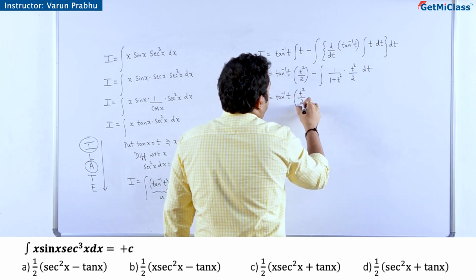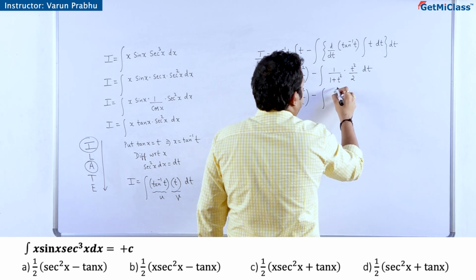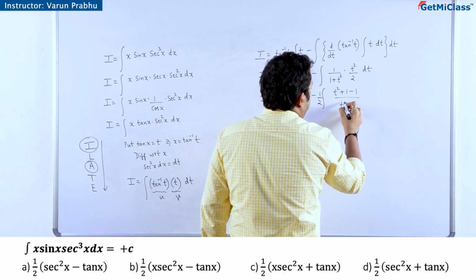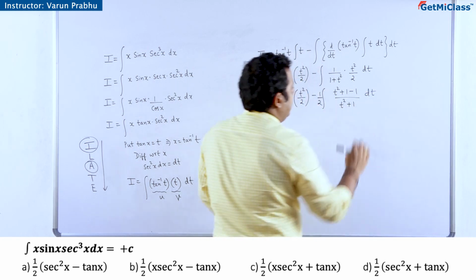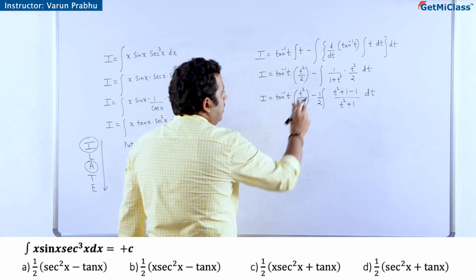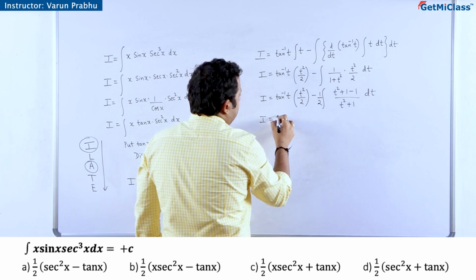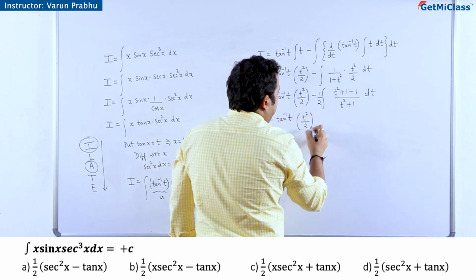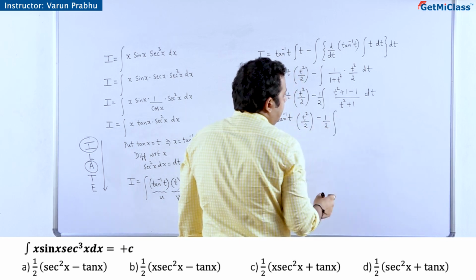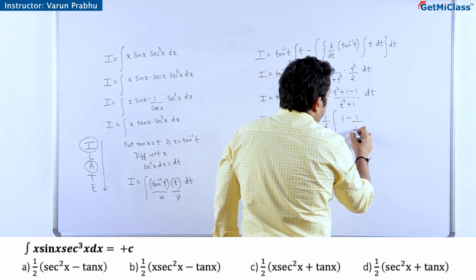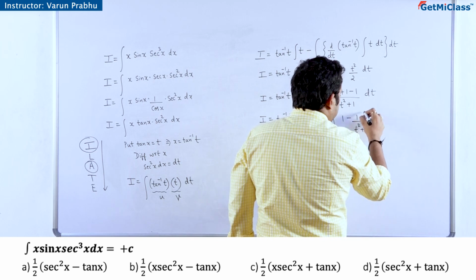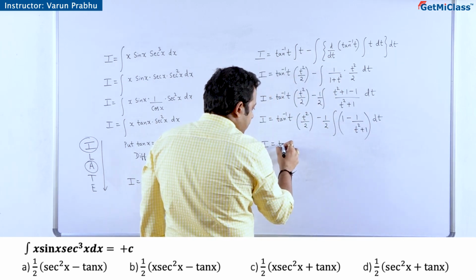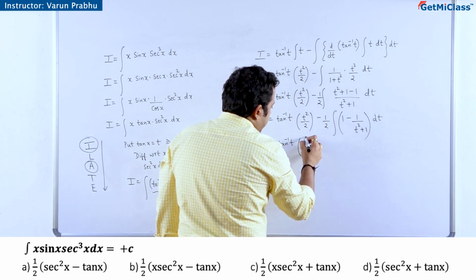So I is equal to tan inverse of t into t square divided by 2 minus 1 by 2 of t square. I'll add plus 1 minus 1 in the numerator, divided by t square plus 1 times dt. 1 plus t square, I'll write it as t square plus 1, no difference. Tan inverse of t into t square divided by 2 minus 1 by 2 integration of 1 minus 1 divided by t square plus 1 times dt, correct?